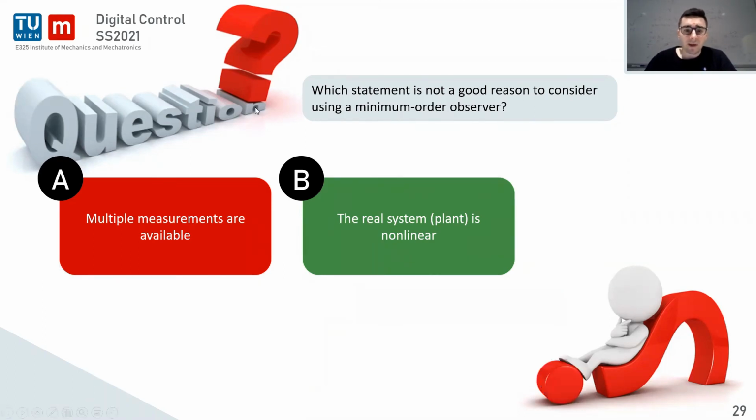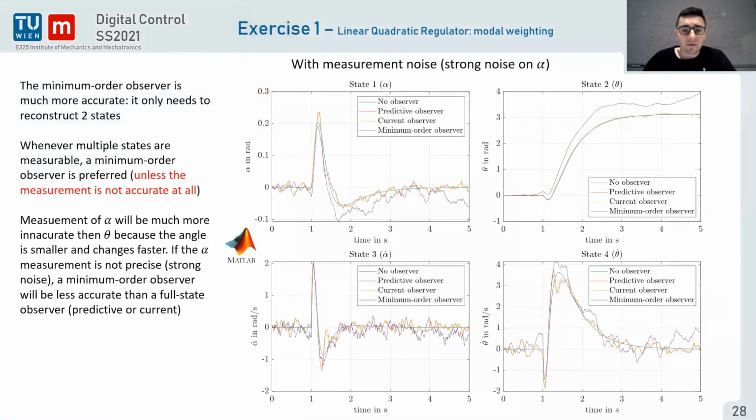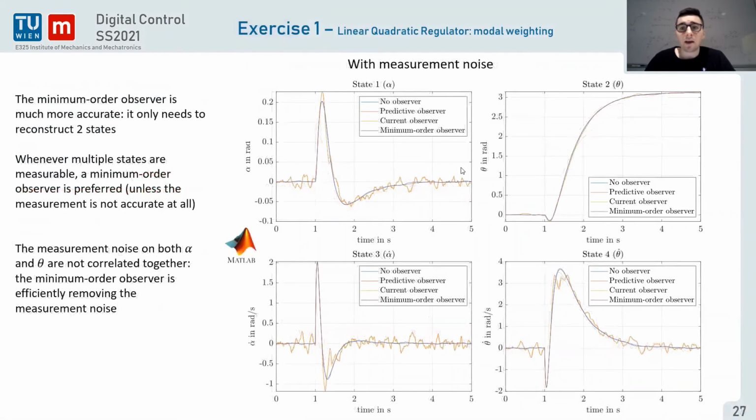If I go back a little bit, remember that in this slide we already have noise on both theta and alpha. There's already a lot of noise in alpha. You cannot see it, but here you see there's some noise. And as you can see, the minimum order observer is still way better than the predictive or current observer, because you have two measurements. So even if there's some noise on both alpha and theta that you measured, if the noise is not completely crazy, it's still perfectly fine because you have more measurements, so more data coming in.